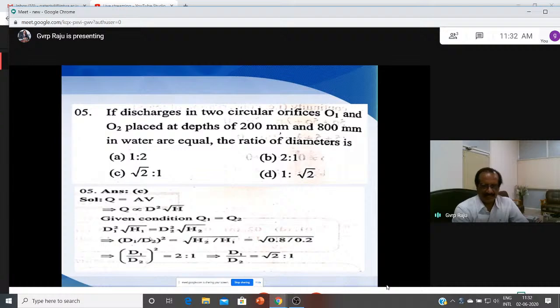The heads are given, so d1 squared square root h1 equals d2 squared square root h2. So you can get the relation: (d1 by d2) squared is equal to square root of h2 by h1, which is equal to 0.8 by 0.2 as given. So (d1 by d2) squared is 0.8 by 0.2, which is 2:1, and d1 by d2 is equal to square root of 2 to 1. So this is a simple equation; with the help of just the discharge equation, we can get the answer.